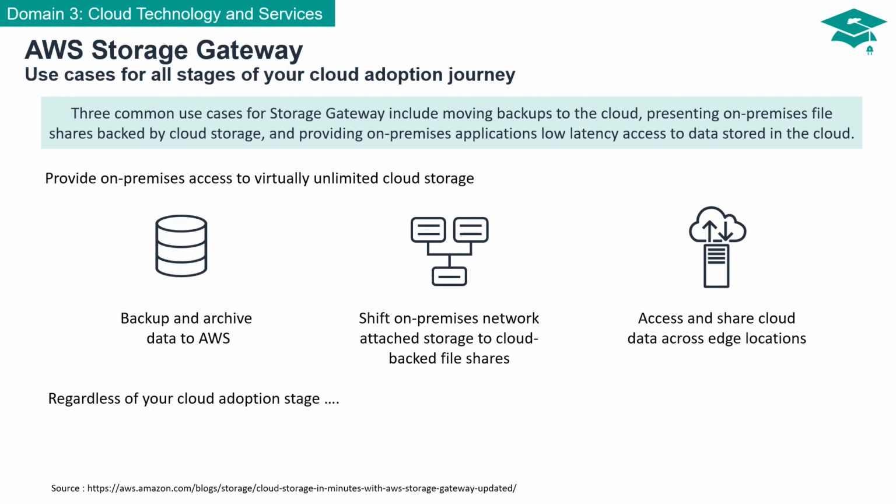3 common use cases for Storage Gateway include moving backups to the cloud, presenting on-premises file shares backed by cloud storage, and providing on-premises applications low-latency access to data stored in the cloud. By leveraging the cloud for these workloads, customers can reduce the on-premises capacity of their primary storage systems, reduce their physical storage footprint, and in some cases, consolidate data centers. Some examples include storing SQL Server backups in Amazon S3 using AWS Storage Gateway, and replacing physical tape-based backups with Tape Gateway.